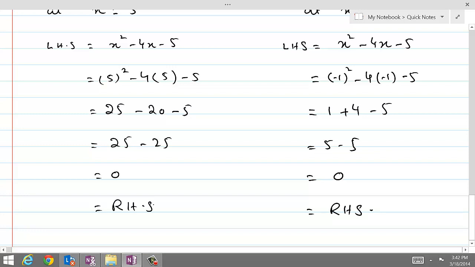So we have found the solution using the quadratic formula and then verified the solution as well.